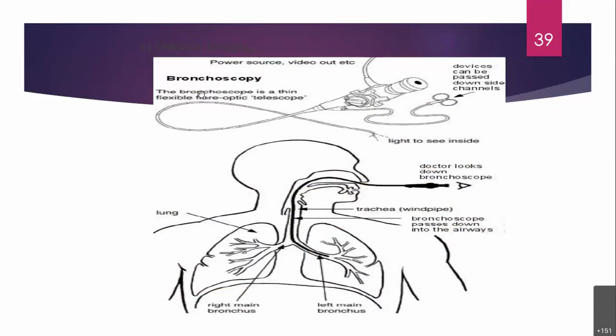Okay, so that particular field we are knowing as bronchoscopy. In medical science, if you use this optical fiber cable in this technique, then that field we are knowing as bronchoscopy. So you see, this bronchoscope is a thin, flexible fiber optic telescope only. So this is how more such details you can find out about this bronchoscopy part.